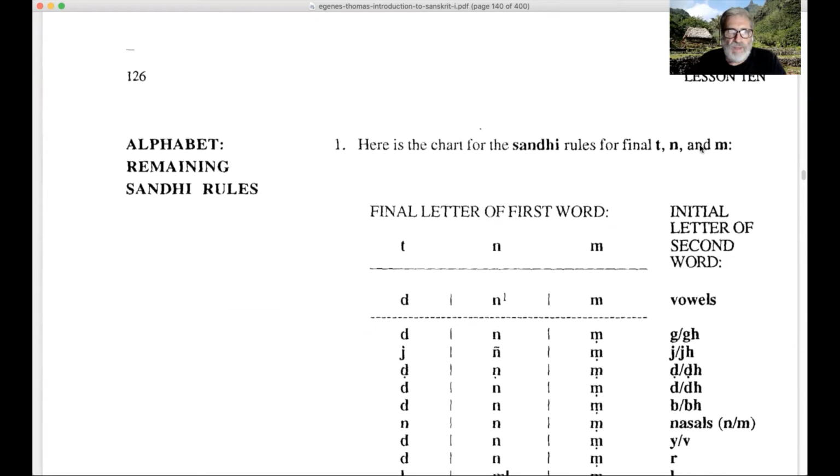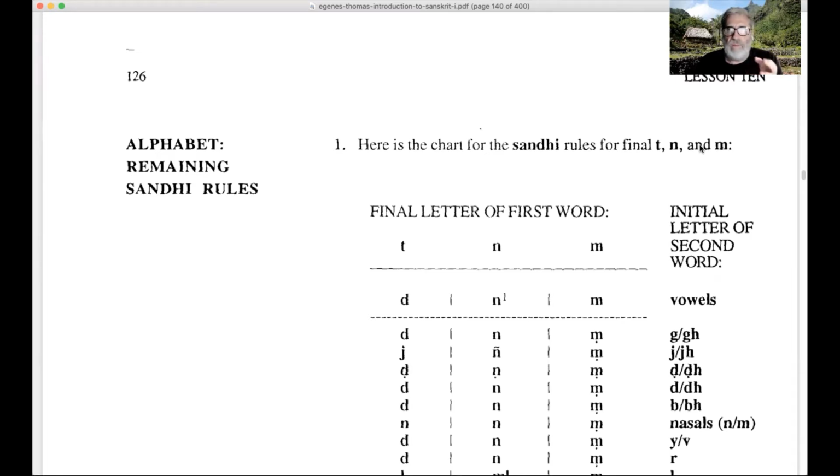Okay, so here we have some remaining Sandhi rules that he didn't deal with in his previous charts. So what you should do is, of course, go back and look at the previous charts on Sandhi. I'm also a very big fan of a different Sandhi grid, which is done by Roderick Bucknell in his Sanskrit manual. If anybody wants that, they can email me and I'll get that to them.